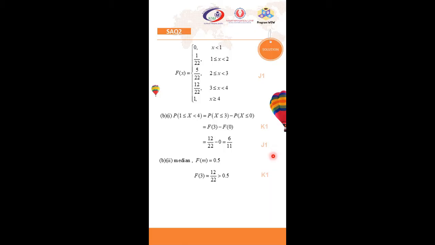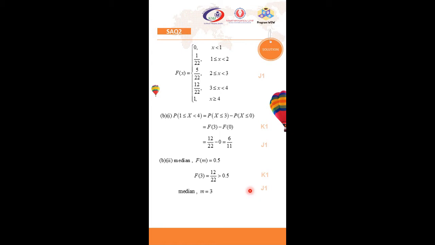And then next, to find the median. We know the median is where the CDF equals 0.5. So it is located here, because it is greater than 0.5. Okay, 22 over 32 is more than half. Okay, stated here. So the value of the median is 3.